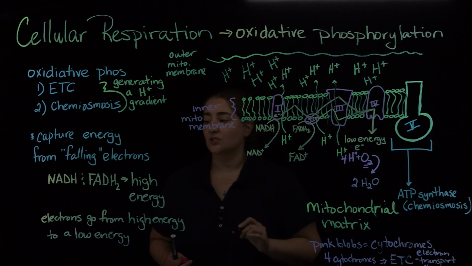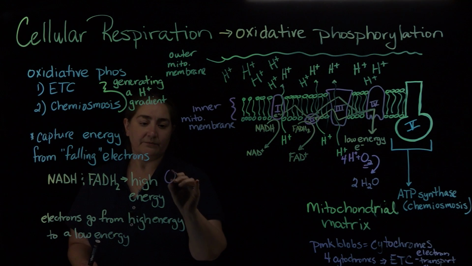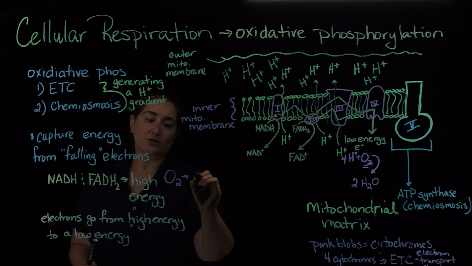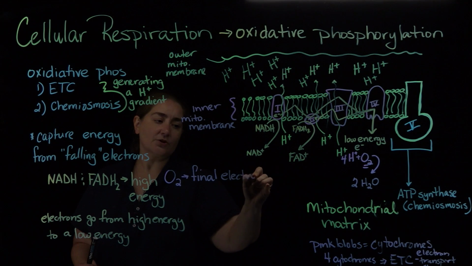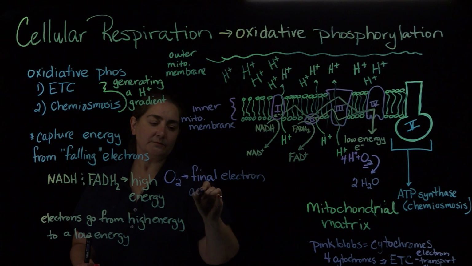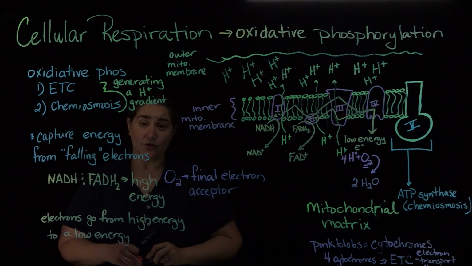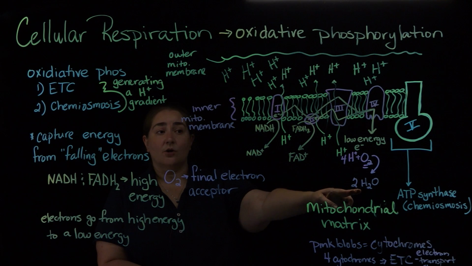And that oxygen, where can I write this? I'm running out of space, okay? Oxygen in aerobic cellular respiration is going to be our final electron acceptor. So all of those electrons that we stripped out of glucose are going to end up joining up with oxygen to generate our water in this process, okay?